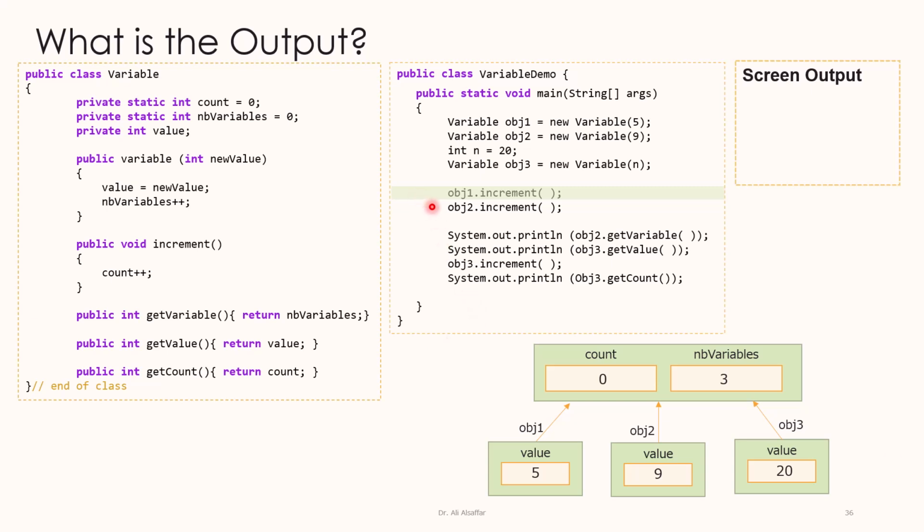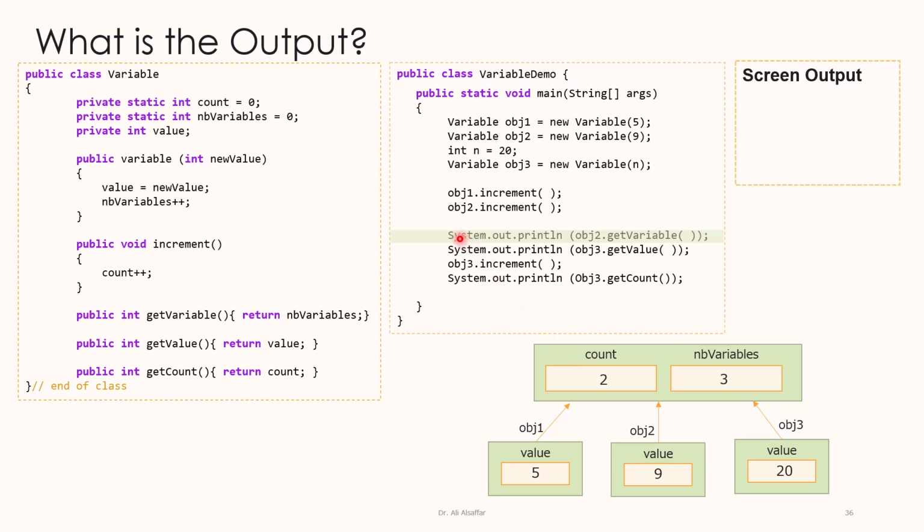The following statement is calling the increment method of object 1, and the increment method simply increments the static variable by 1. So you cross out 0 and you simply write 1 in place of it. In the following statement, we are calling again the increment method, but this time for object 2. So again, it will increment the static variable by 1. So it is now equal to 2. So when we call this method, it will increase the value of count by 2.